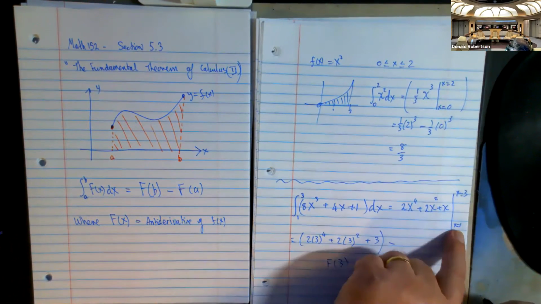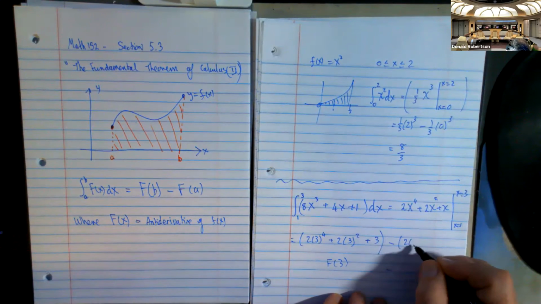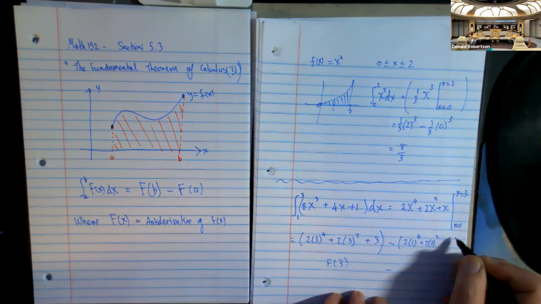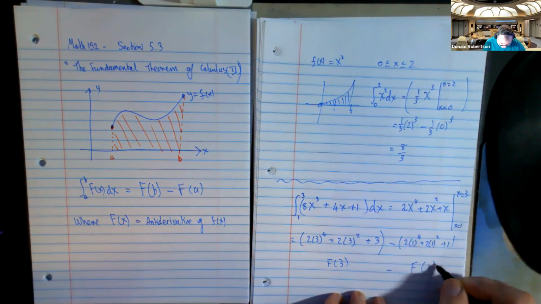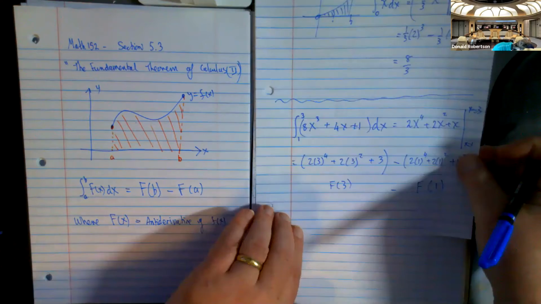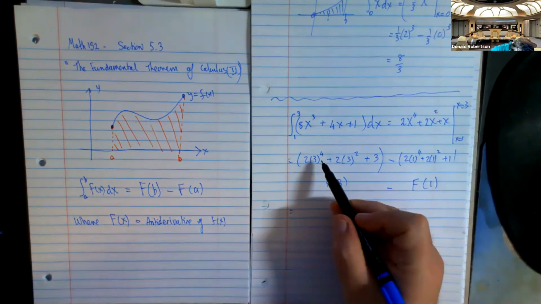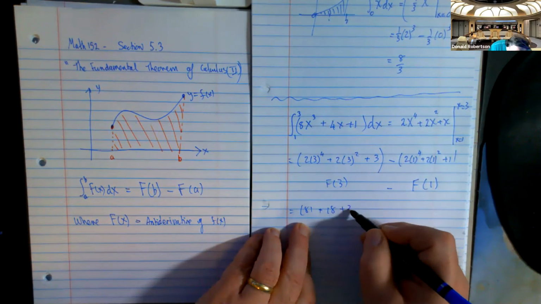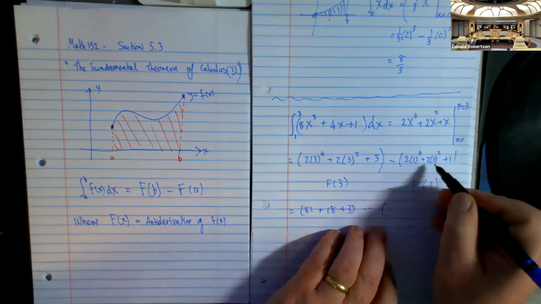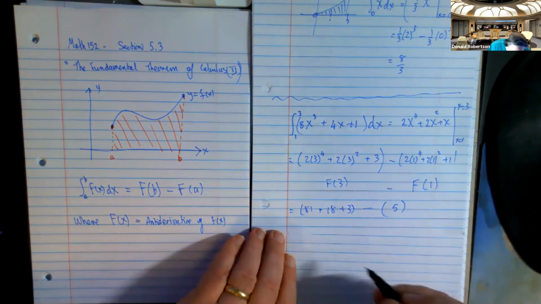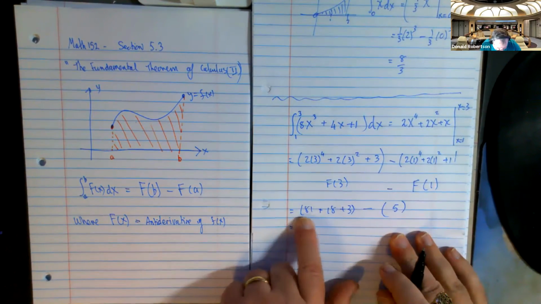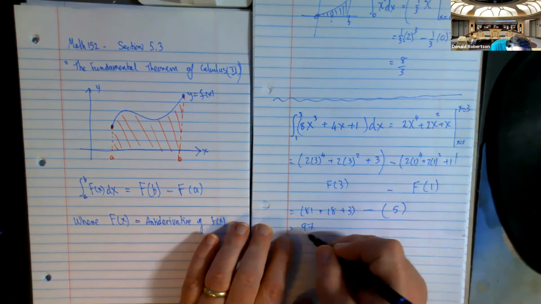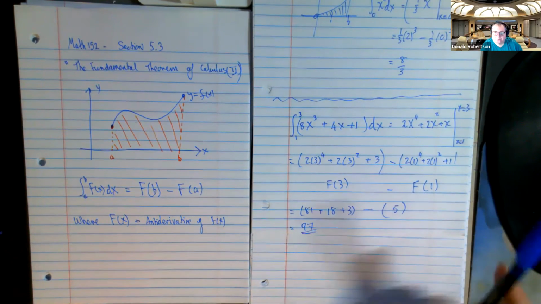Take away the antiderivative at 1, so 2 lots of 1 to the 4 plus 2 lots of 1 squared plus 1. That's essentially the antiderivative at 1 then. And what do you get? 81, 18, and 3. Take away 2, add 2, add 1. So basically take away 5. That's 99, 102, take away 5. I believe the answer is 97.